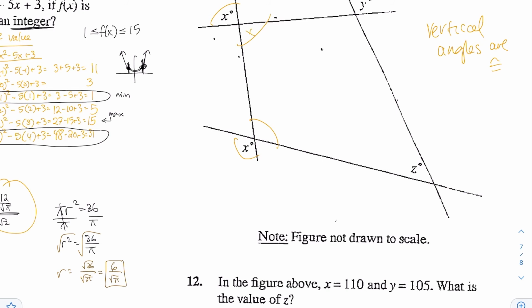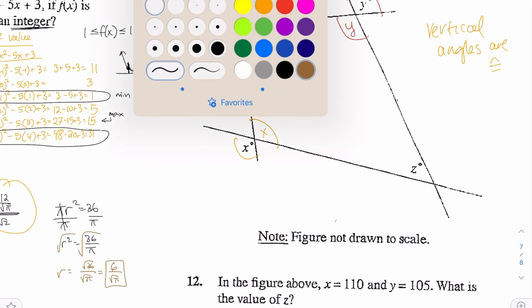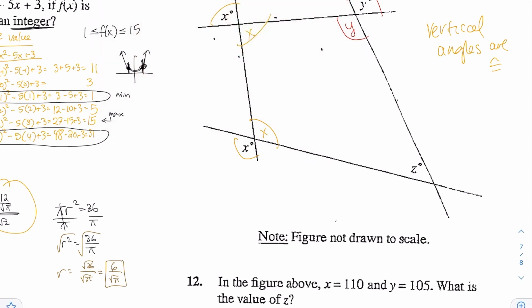So on the top, you have x. On the bottom left, you also have x. Then on the top right, you have y. So here, x is 110 and y is 105, so you can just replace that with 110 and 105. So you know that everything has to add up to 360 because it's a quadrilateral.